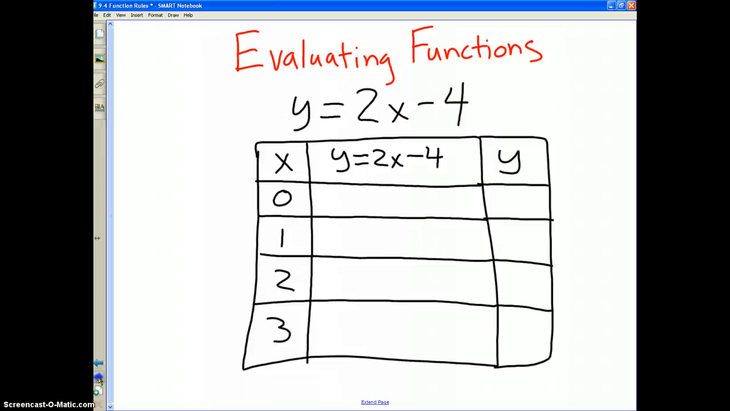Okay, and so evaluating is pretty easy. What we're doing is we're just going to be taking our x value and then plugging it in for x. So we're going to do y equals 2 times 0 minus 4, and we can say that equals negative 4, because 2 times 0 would be 0 minus the 4. Now, same thing for x equals 1. 2 times 1 minus 4. 2 times 1 would be 2. Minus the 4 gives us a negative 2.